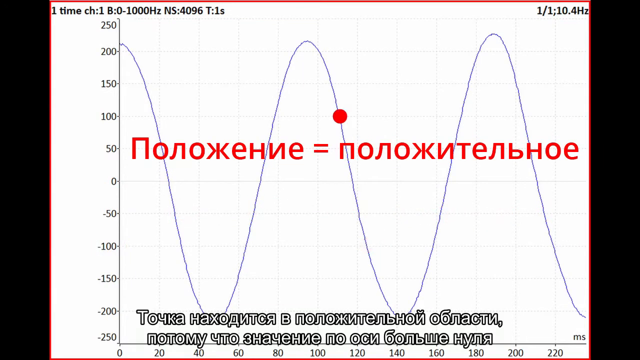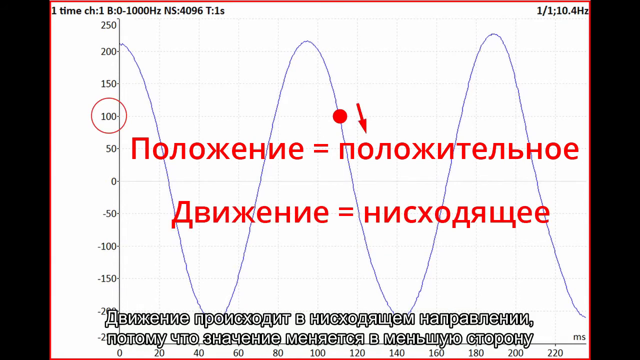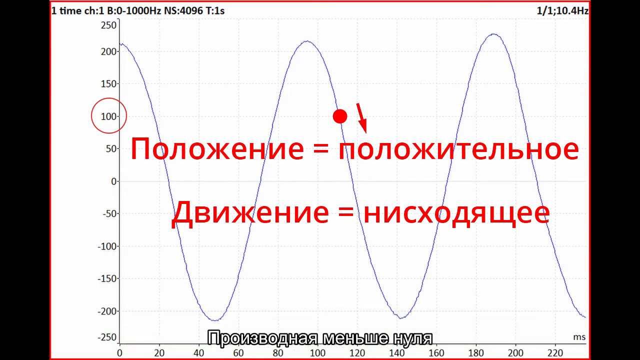The position is positive because the value in the graph is greater than 0. The movement is negative because the value change is downward. The derivative is less than 0.